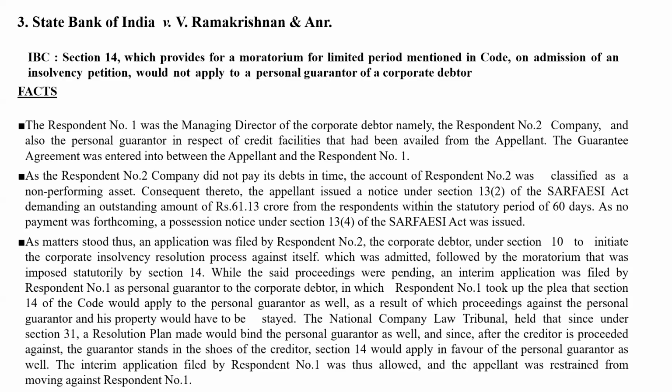As a result of which, proceedings against the personal guarantor and his property would have to be stayed. NCLT held that since under Section 31 a resolution plan would bind the personal guarantor as well, and since after the creditor proceeds against the guarantor, the guarantor stands in the shoes of the creditor, Section 14 would apply in favor of the personal guarantor as well. So they allowed this application.